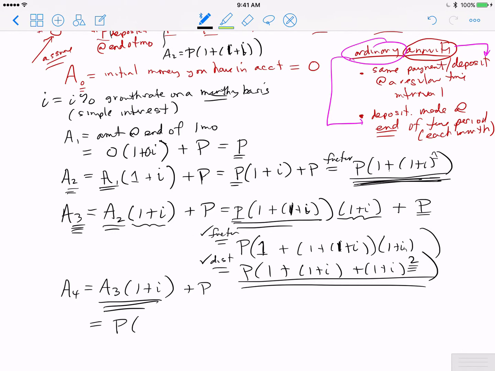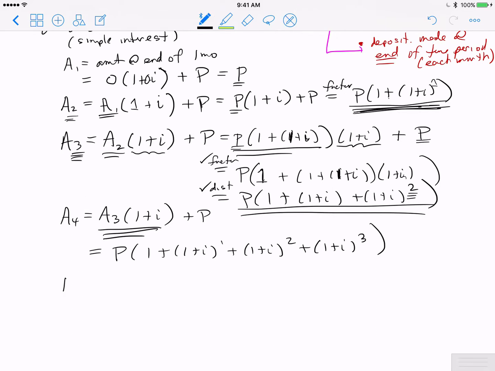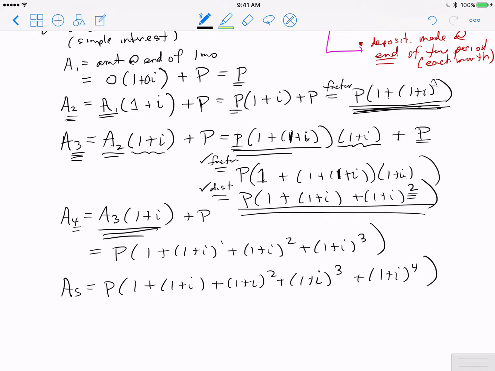And if you make this substitution for A3 and do the factoring step and the distributing step, you will see that you get P times 1 plus I to the first, 1 plus I to the second, 1 plus I to the third. And therefore, if you continued on with this process, the amount after the fifth month would be P times 1 plus I, 1 plus I squared, 1 plus I cubed, 1 plus I to the fourth. So notice here, for 4 you go up to the third power, for 5 you go to the fourth power, and then you can get to the sixth, and you will get P times 1 plus I, 1 plus I squared. I'll skip some steps here, and we will go up to 1 plus I to the fifth power.